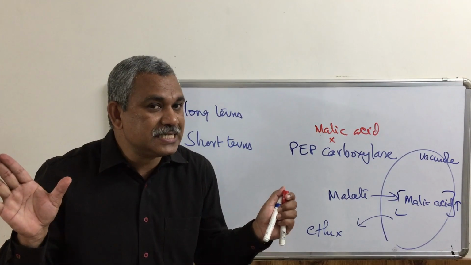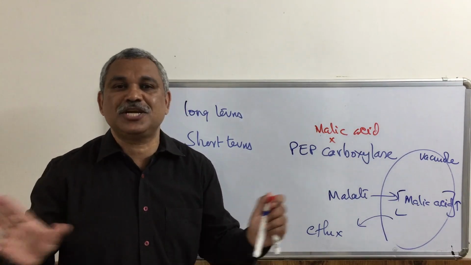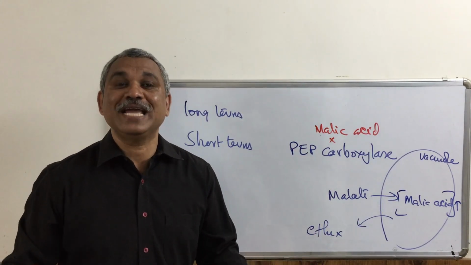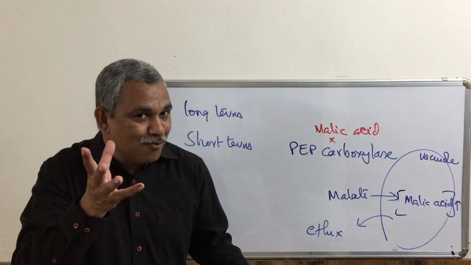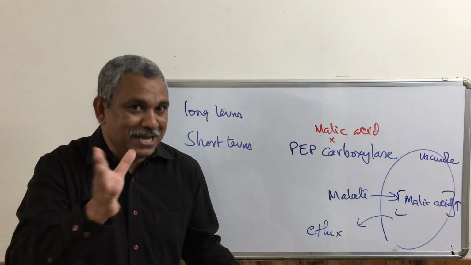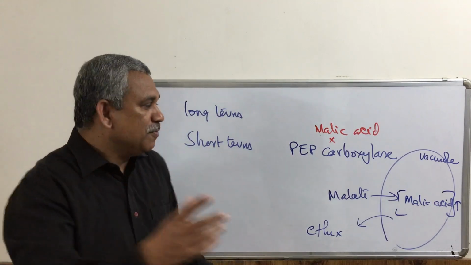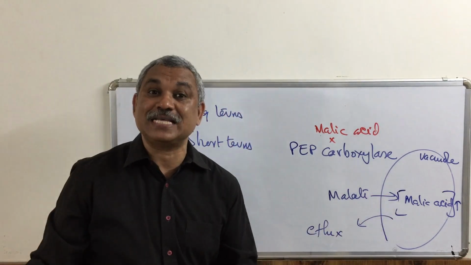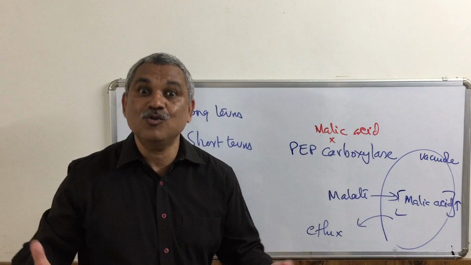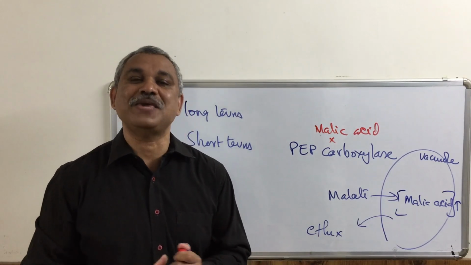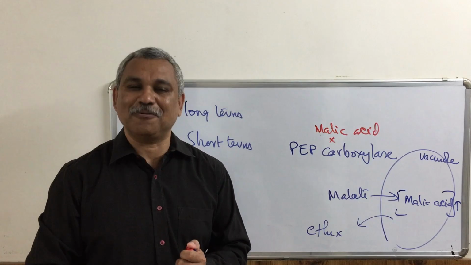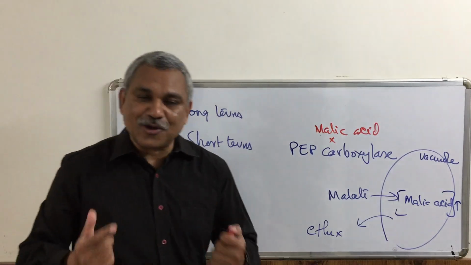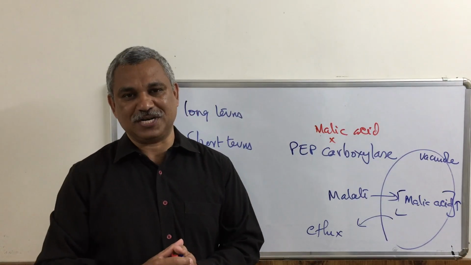Now in the cytoplasm, as the malic acid concentration increases because of the efflux, it will inhibit PEP carboxylase. If PEP carboxylase is inhibited, there is no more fixation of carbon dioxide happening. When will that happen? During daytime. You see how, by playing with this particular enzyme and altering the availability of malic acid between daytime and night time, the short-term regulation is being carried out. Very interesting story.